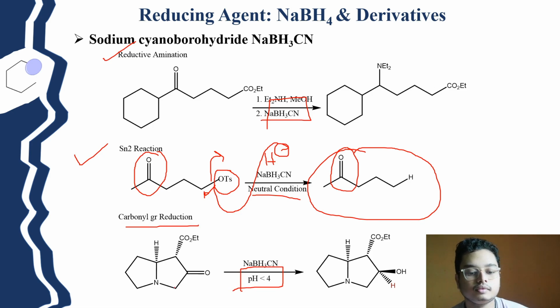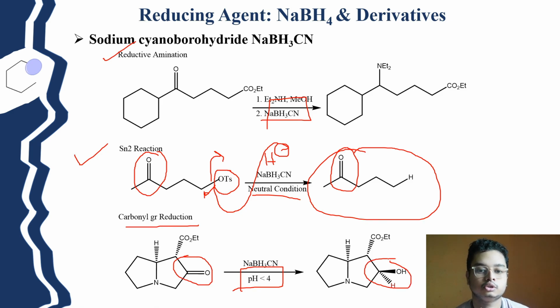Okay, and it will also show carbonyl group reduction in lower pH or acidic condition. It will reduce the carbonyl group to the corresponding alcohols. So this type of reduction is shown by sodium cyanoborohydride, and it is a highly pH sensitive reagent.